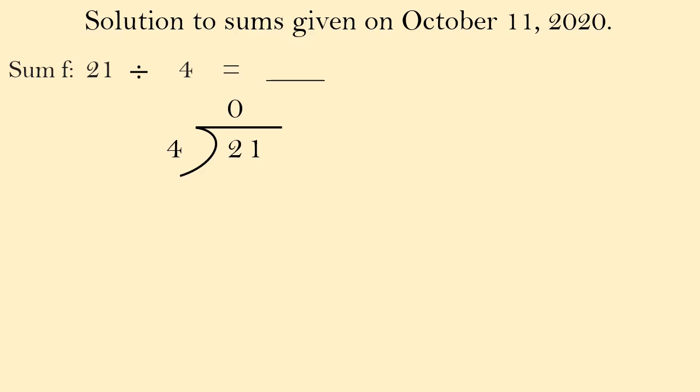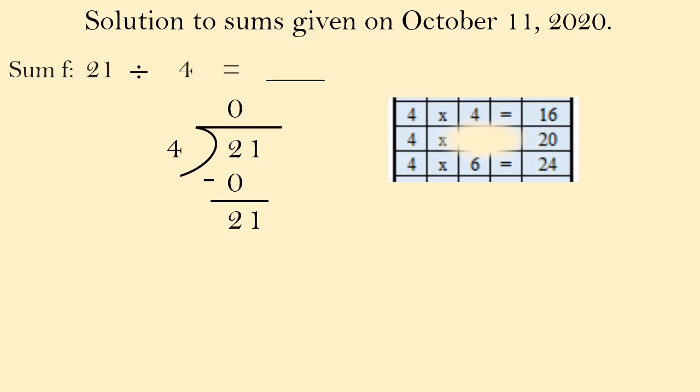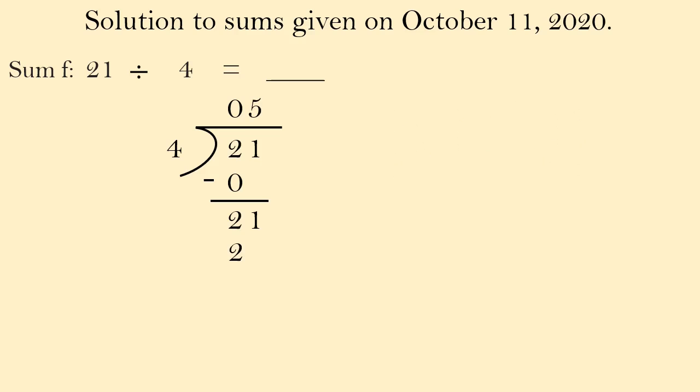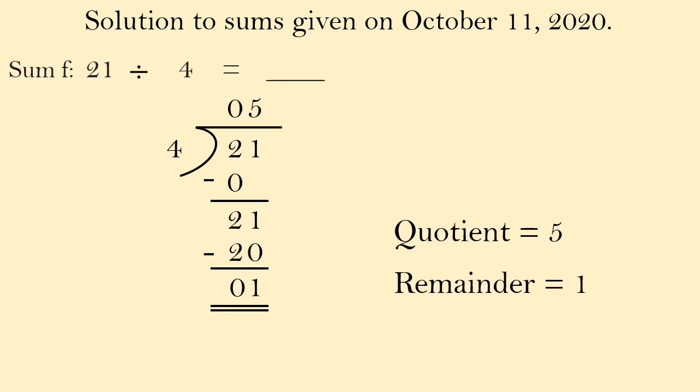4 will not go into 2, so we bring the 2 down as it is. We bring the 1 down from the dividend. Now we've got 21. In your 4 times table, come to a number that is less than or equal to 21. 4 fives are 20. Is that it? Yes, it is. 4 fives are 20. So 21 take away 20, you're left with 1. And 2 take away 2, you're left with 0. So that means our quotient is 5, our remainder is 1.